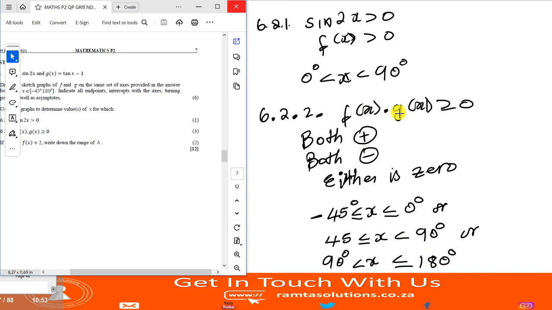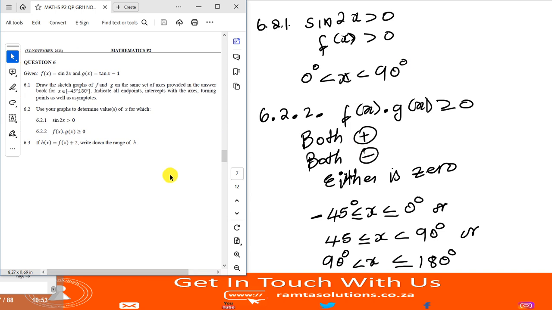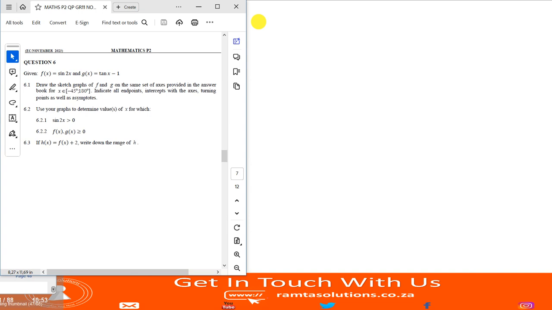The reason I'm saying both positive or both negative is because this was saying f of x times g of x is greater or equal to 0. Positive times positive is positive, negative times negative is also positive, and this is why what we are saying is correct. All right, perfect.